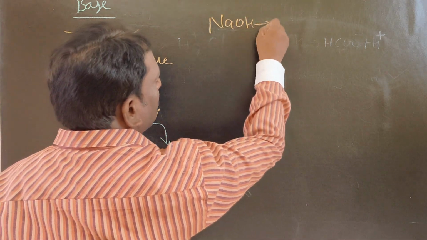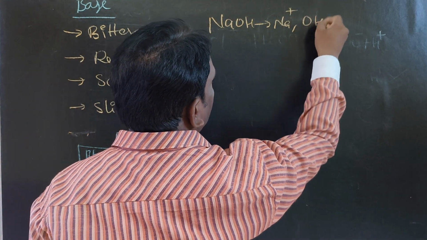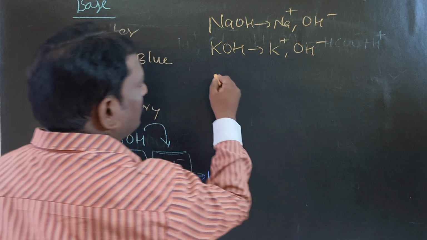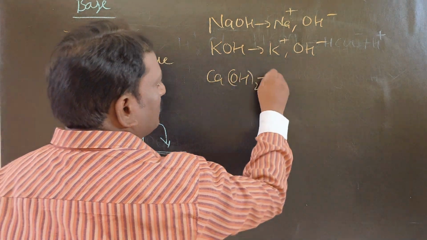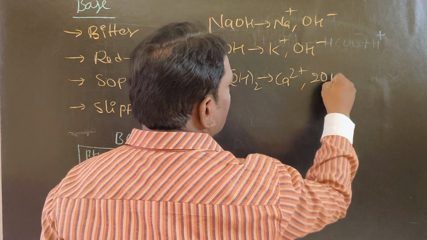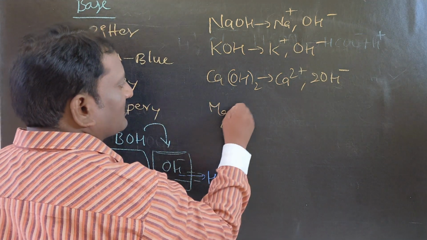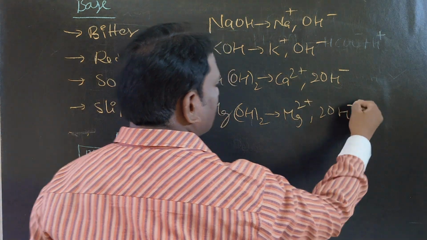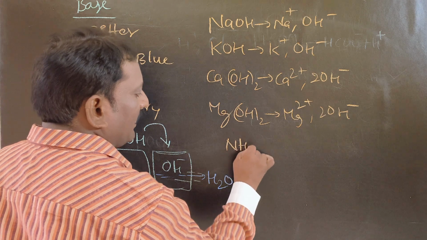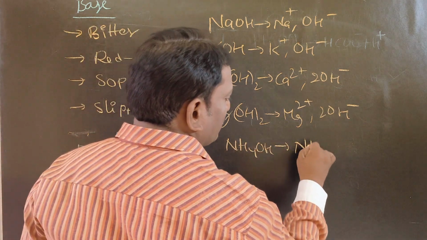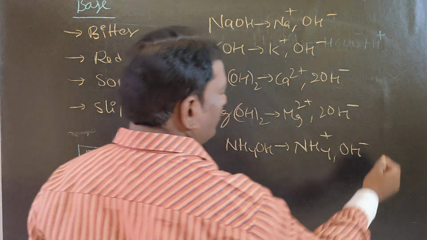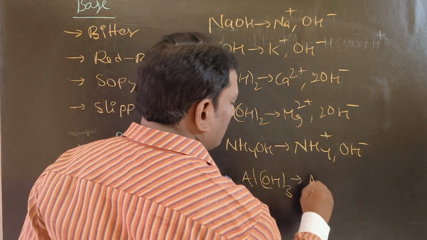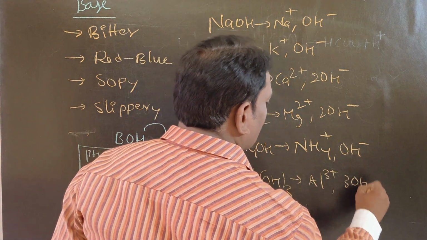Sodium hydroxide splits up into Na plus and OH minus. Potassium hydroxide, KOH, gives K plus and OH minus ions. Calcium hydroxide gives Ca2 plus and 2OH minus ions. Magnesium hydroxide gives Mg2 plus and 2OH minus ions. Ammonium hydroxide, NH4OH, gives NH4 plus and OH minus ions. Aluminum hydroxide, Al(OH) taken thrice, gives Al3 plus and 3OH minus ions.